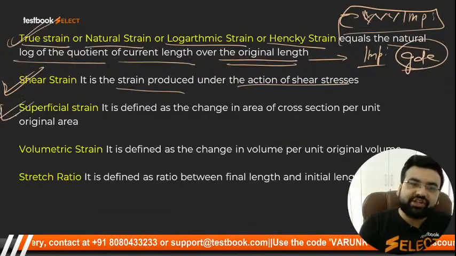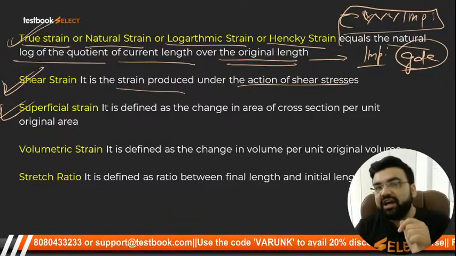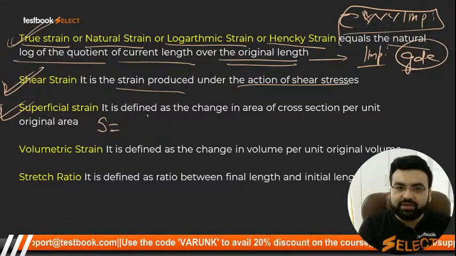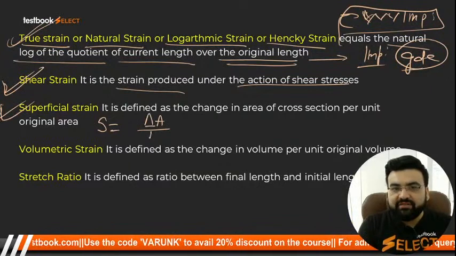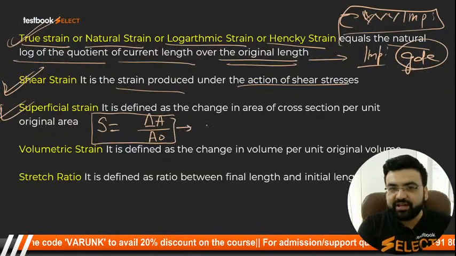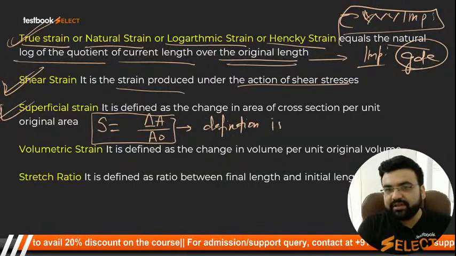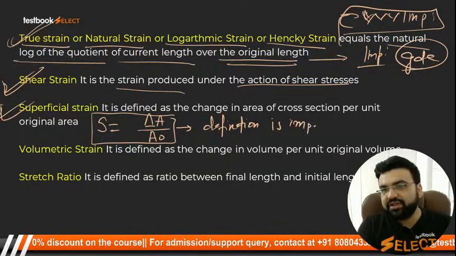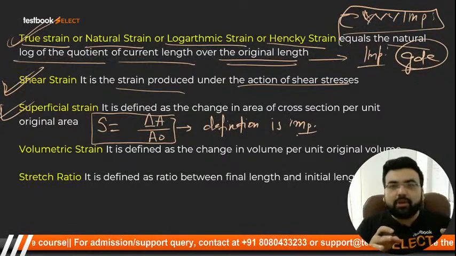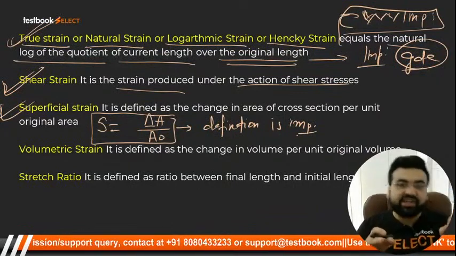Then we have the superficial strain. Superficial strain is the change in area upon the original cross-section area. So superficial strain S is equal to the change in area divided by the original cross-sectional area. The definition is important. Only the definition is important. As far as numericals are concerned, numericals from this topic are generally not asked in the GATE exam.